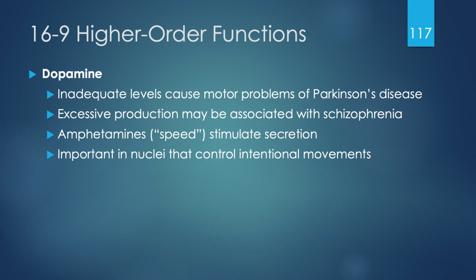On the other hand, if we have excessive production of dopamine, that can be associated with schizophrenia, and amphetamines, which are basically going to stimulate the secretion of dopamine, have the same effect in which they can create schizophrenic-like behaviors. Dopamine is important in nuclei that control intentional movements. It has incredible value as a normally occurring neurotransmitter, but it's when we have either an excessive amount or an inadequate amount that we end up with other problems.